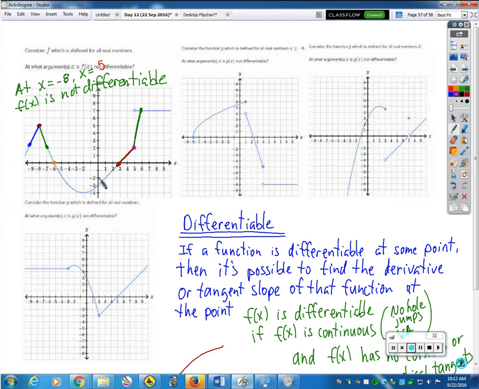Right here, we're okay. The slope on one side really is the same as the slope on the other. You get very close to that point. He's saying no, x equals negative 2. Oh, sorry, my bad. I was looking in the wrong place. X equals negative 2 right here, Soren, right?